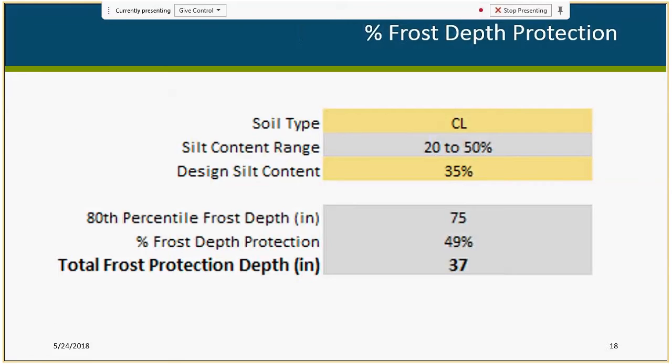So you go down to the bottom of the program, go to the drop down and put in clay loam, and it'll say, just by definition from the triaxial chart, that it has to be 20 to 50% silt. Me not having any other information, I just picked 35% silt. From the top end, it calculated out 75 inches of frost. From the percentage of silt, it said I need to replace 49% of that. And so the total frost protection depth calculates as, voila, 37 inches.